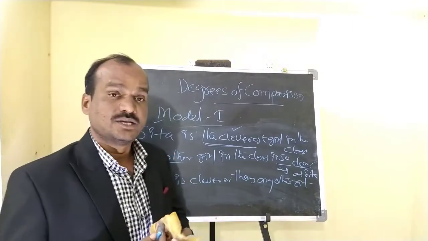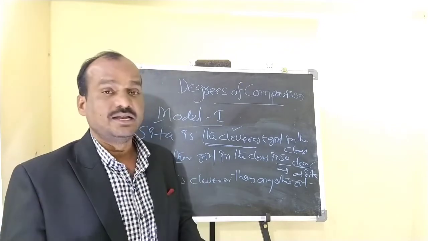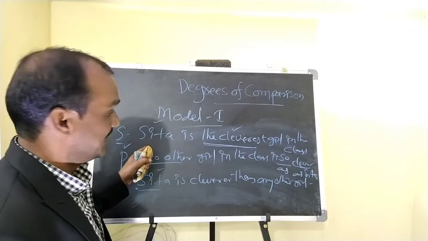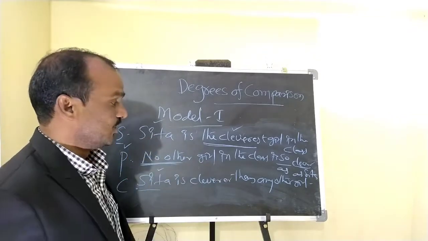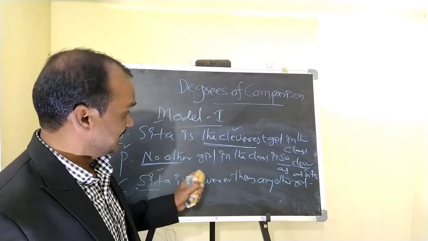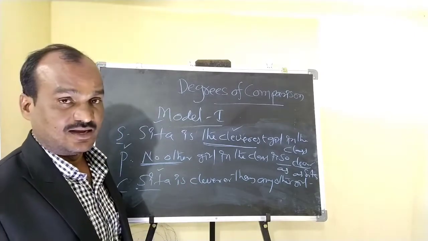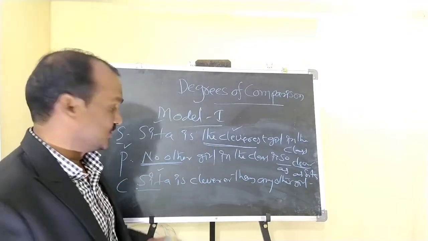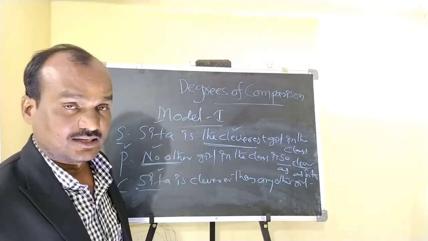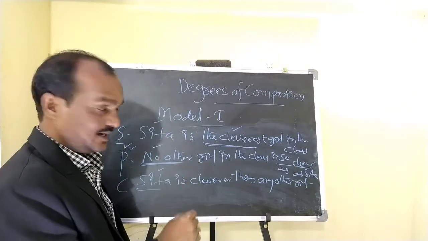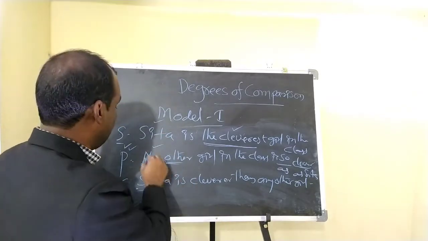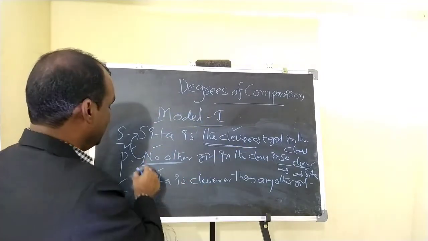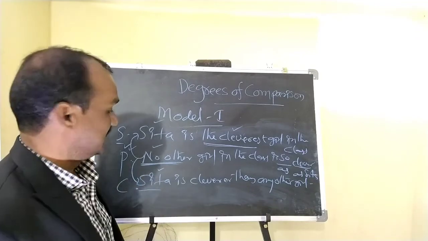What I mean to say is, without altering the meaning of the sentence, we can change it into other degrees, right? If the sentence is given like this, no other girl in the class is so clever as Sita, and we look at the form of the adjective, we can ensure. And if the sentence begins with no other, certainly it is in positive degree, right? So we can change it into other degrees. If you are asked to change it into superlative degree, you can change it easily. And if you are asked to change it into comparative degree, you can change it easily.